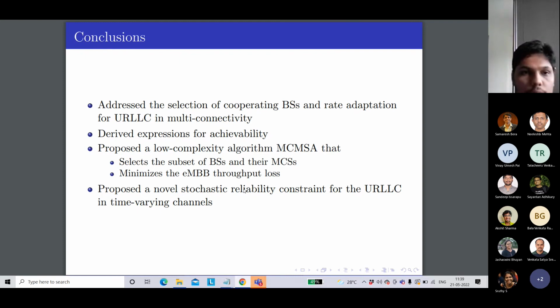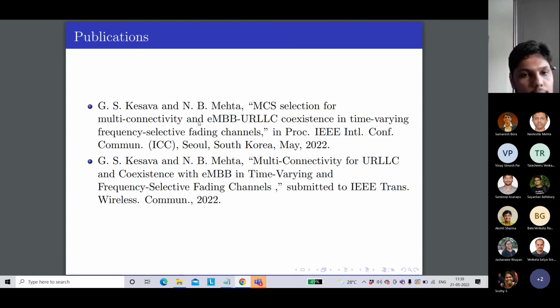So these are our publications. The first one was accepted at ICC, and that has recently happened. In the conference paper, we did only the joint transmission case, including the feedback delays. Whereas we also submitted to the IEEE Transactions on Wireless Communications, which includes both OT and JT and all the things that we have seen in this talk. So yeah, that's it.